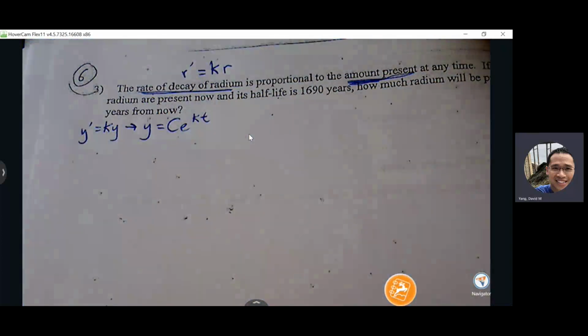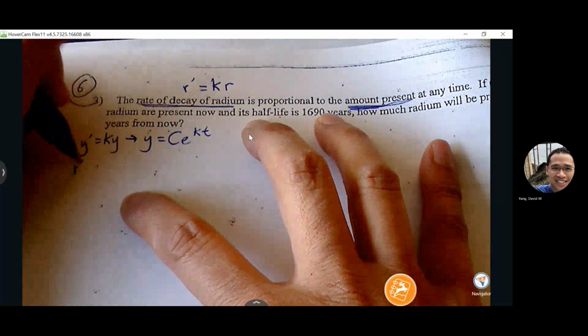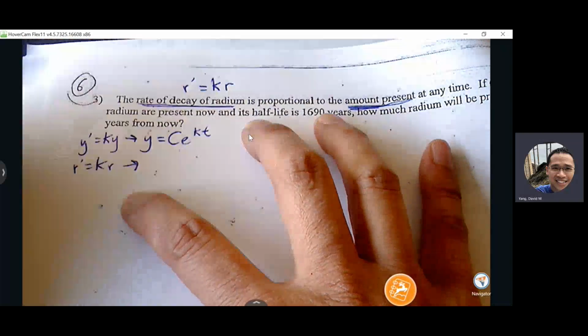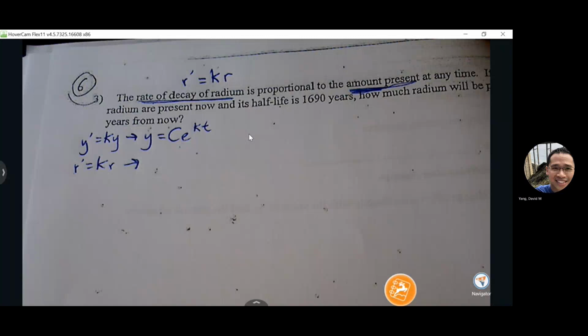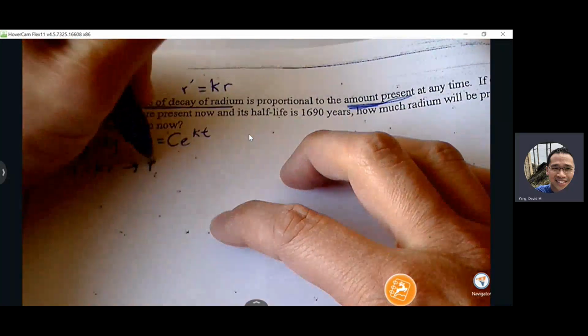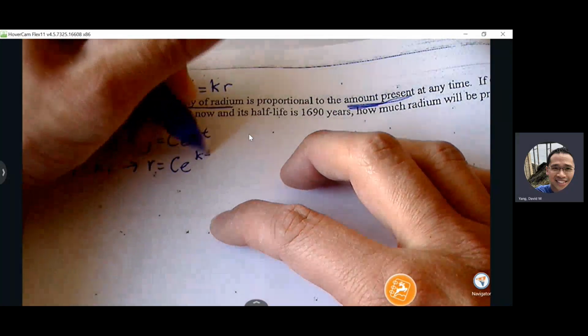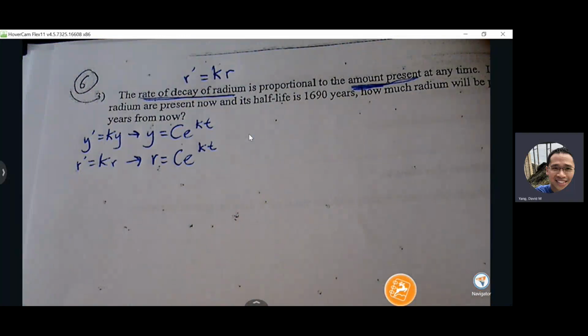So if we see something in that similar form, what do you think we can create out of this? R prime equals kR would result in what? R equals ce to the kt. So this is the general equation, but there's a lot of information provided so that we can find the c value, find the k value, produce a specific version of this equation, so that we can use it to solve or make a prediction based off of the information given.